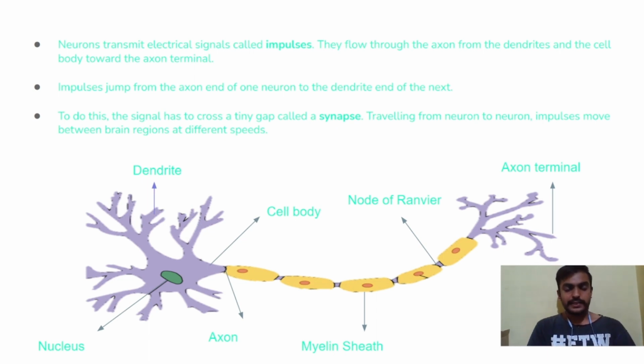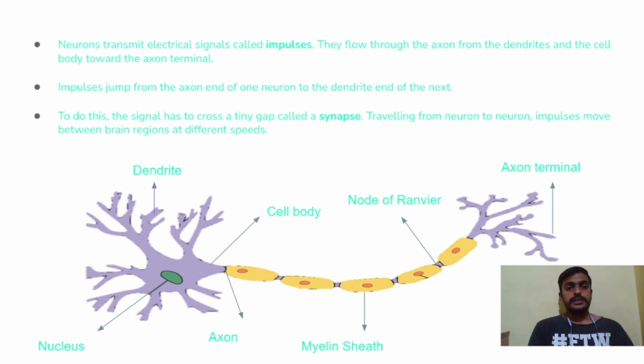As we know, there are millions, trillions of neurons in our body. So there is a connection. This electrical impulse should jump from one neuron to another neuron. So this impulse will jump from the axon terminal of one neuron to the dendrite terminal of another neuron, so that the electrical signal can transmit from one part of the body to another part of the body.